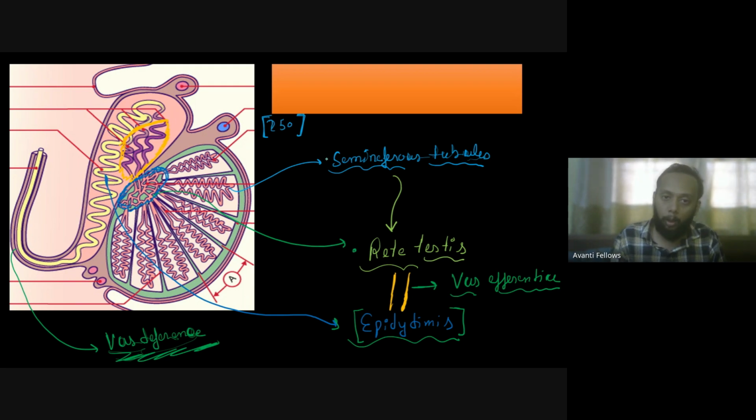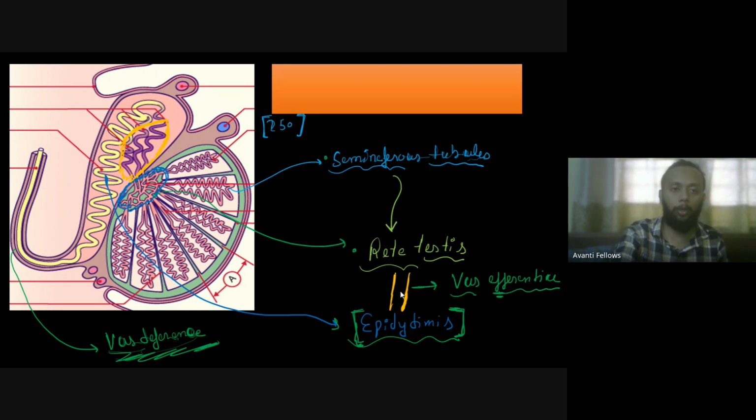You have a seminiferous tubule. From there, the male gamete will go into the rete testis. From the rete testis, they will go towards the epididymis via the vas efferentia. Once the sperms have been sent into the epididymis, over there they will be stored and kept, because the epididymis is a location where the sperms attain maturity and motility. This is a site where the sperms attain maturity and motility, and storage of sperm is seen happening over here.